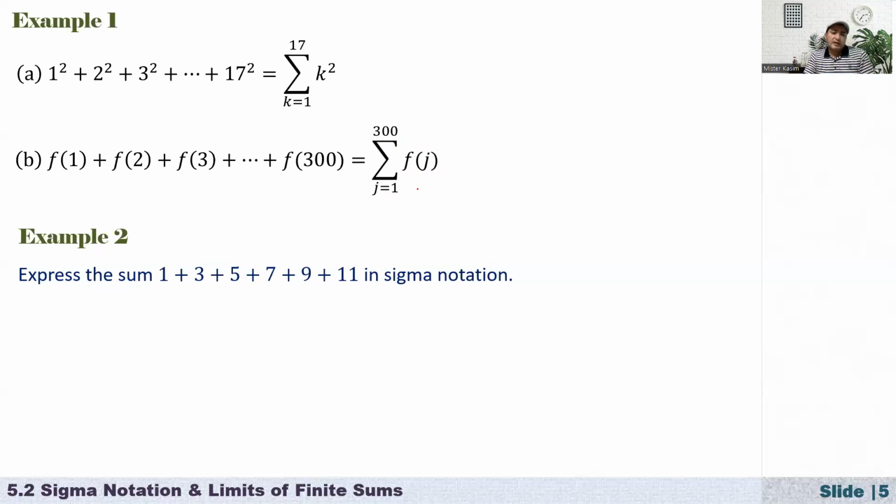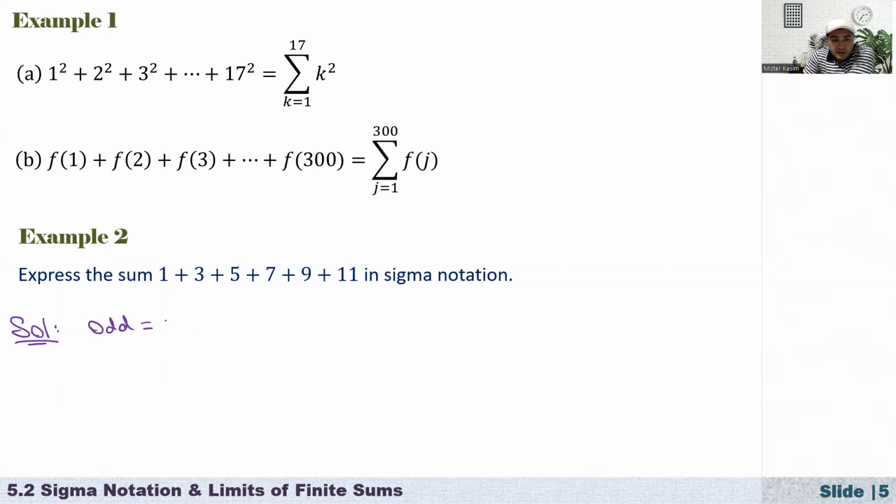Another example, express the sum 1 plus 3 plus 5 plus 7 plus 9 plus 11. How do we express this using sigma notation? First, you have to actually count the number of terms. Here we have 1, 3, 5, 7, 9, 11. As you see here, they are odd numbers, right? And what is the general term of an odd number? Any odd number can be expressed either as 2 times n plus 1 or 2 times n minus 1, right?